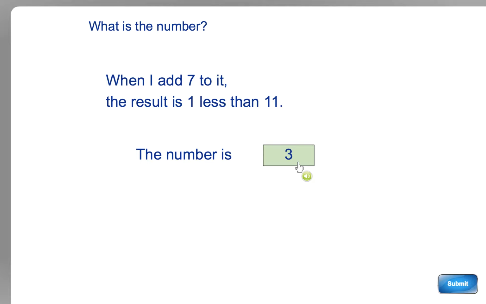Now I'm going to check it to make sure I've done that correctly. I've not made any silly mistakes. When I add 7 to 3, the result is 1 less than 11. Well, yes, when I add 7 to 3, I get 10, and that is 1 less than 11. So I know I'm correct. So all I'm doing is working through backwards, and then at the end, I'm putting the number that I think it is back through the riddle just to make sure I'm right.